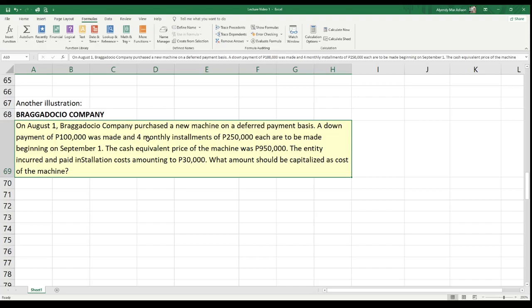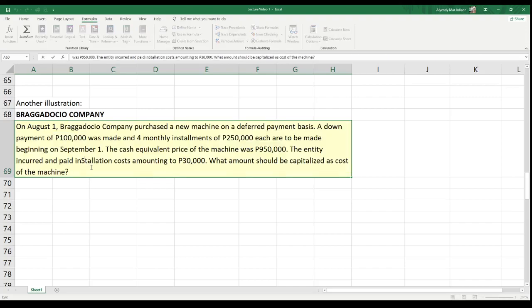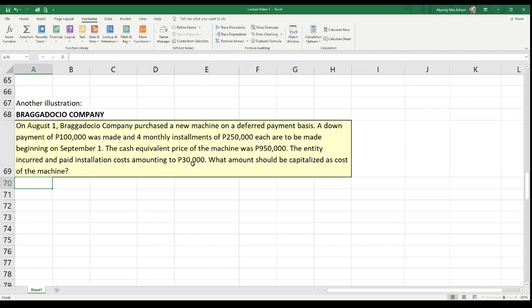So, monthly installment payment, 250,000 per month, and then 4 months. The cash equivalent price of the machine was 950,000. Good thing there is a cash equivalent price, because for that we will no longer have to compute for the present value. And the entity incurred and paid installation cost amounting to 30,000.